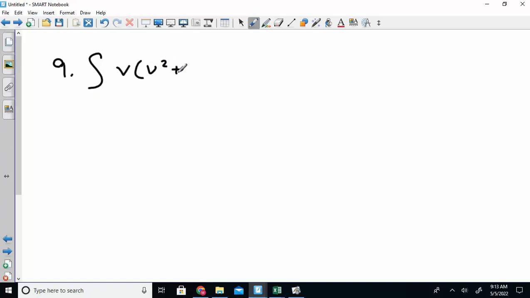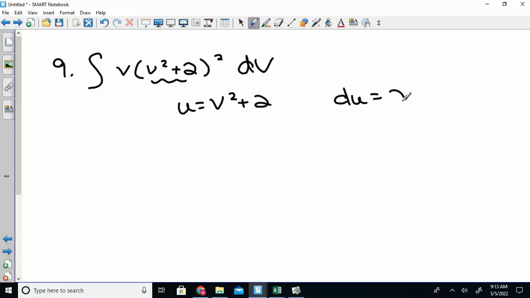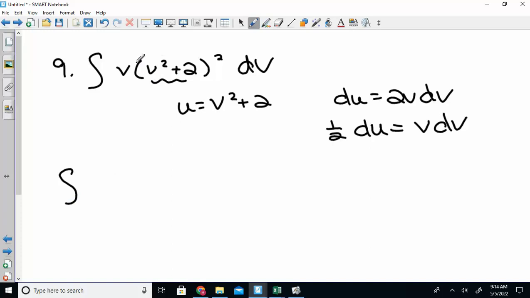Problem number 9, do we have to do substitution here? You wouldn't have to. You could multiply all this out, couldn't we? Did you guys do substitution? It's not wrong. Let's try it if you did. So your inside would be b squared plus 2. So du would be 2b db. We don't need the 2, so 1/2 du equals b db.